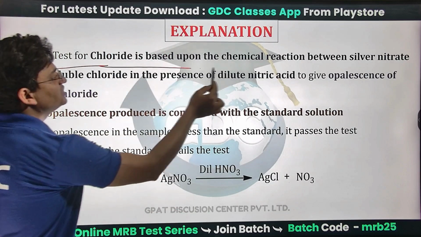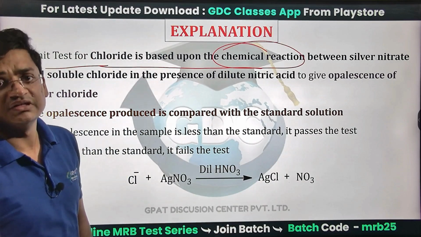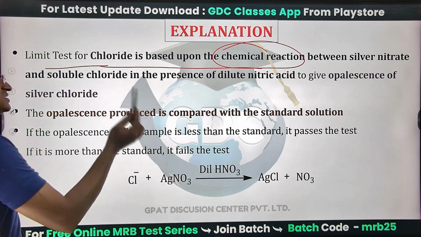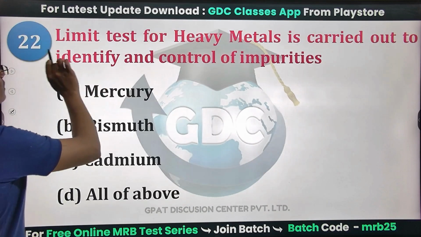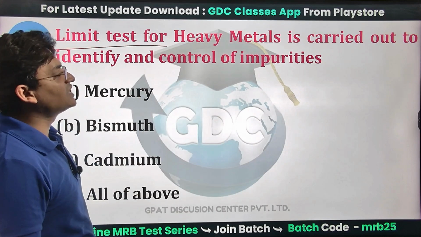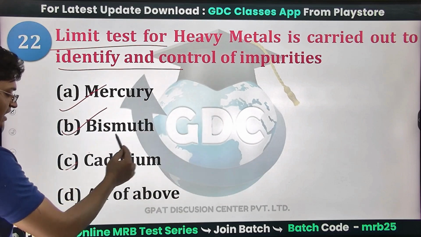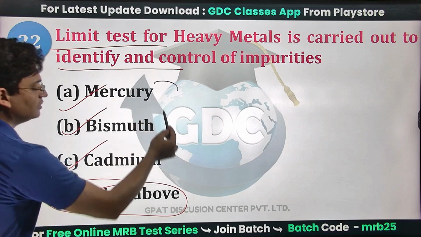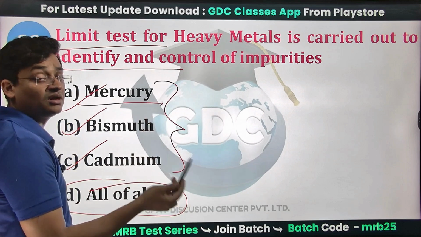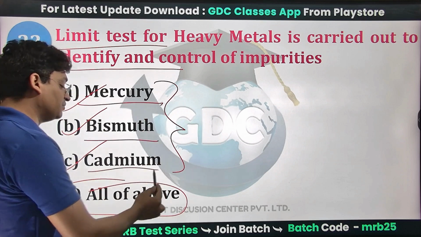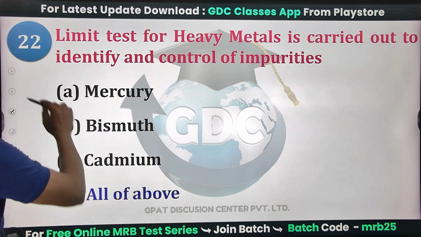Limit test for chloride is based on the chemical reaction between silver nitrate and dilute HNO3, that is nitric acid, and thus AgCl is produced, that gives a turbidity, or you can say opalescence. Limit test for heavy metals is carried out to identify and control impurities: mercury, bismuth, cadmium, all of them. Are they all heavy metals? Yes, of course. Mercury, bismuth, cadmium, molybdenum all are heavy metals. So all will be the right answer.